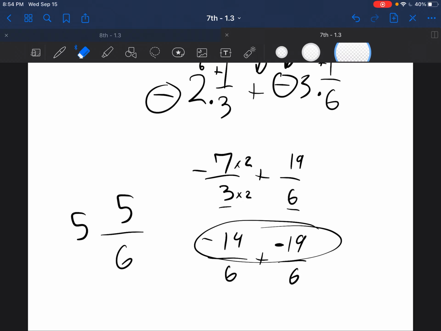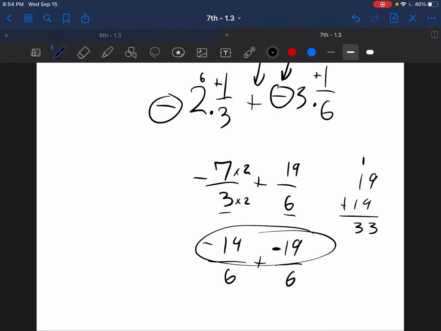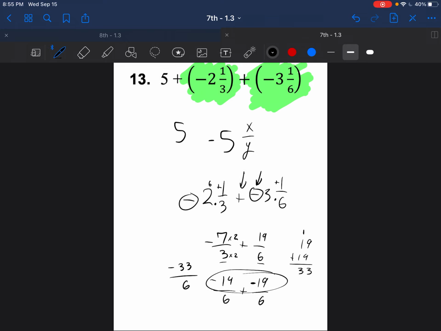So we did not add them together. We actually have to. Sorry, we didn't subtract them. We actually add them together. So 19 plus 14. 9 plus 4 is going to give you 13. Carry the 1. 1, 2, 3. That's 3. So you now have -33/6. And then you have 5 here.